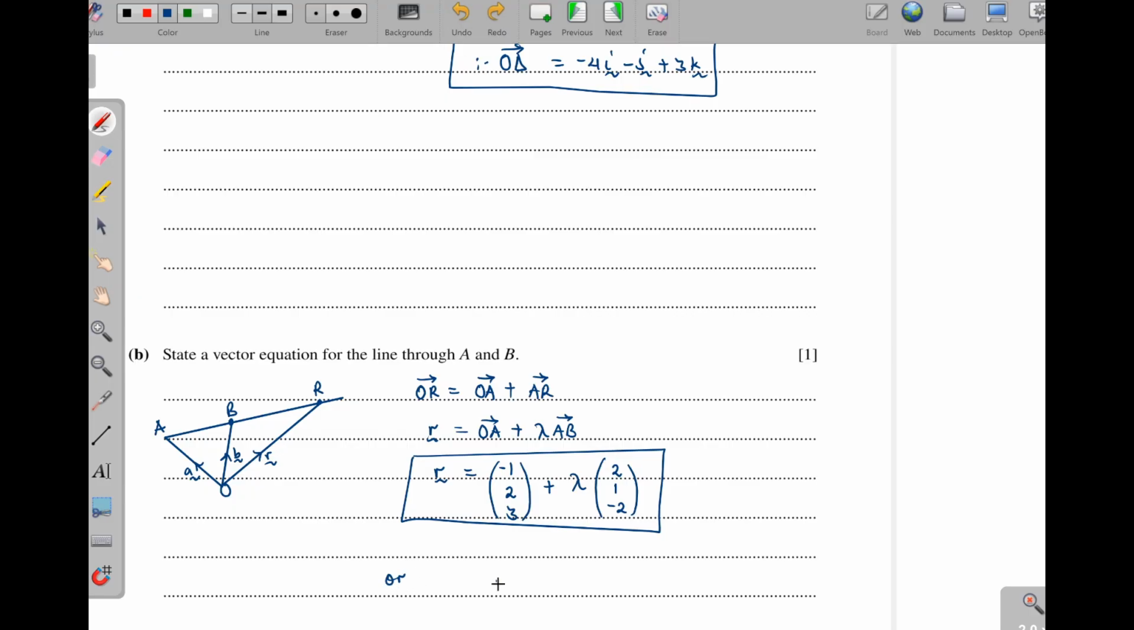Or r can be equal to negative i, then plus 2j, then plus 3k. We always put these wavy lines on the i, j's, and k's. For us, we cannot write i and make it bold, like you write it like that, then also j, you make it bold, it looks weird. So you put those wavy lines there. Plus, then we have lambda, and then here we have 2i plus j, then minus 2k. So you choose the one you want, but me, I always prefer this.